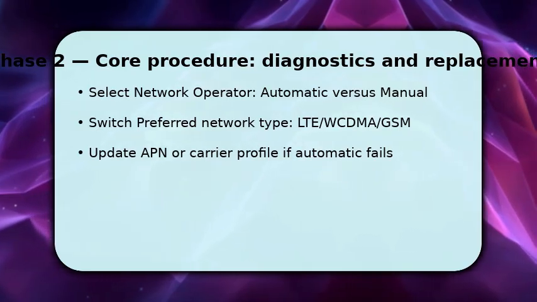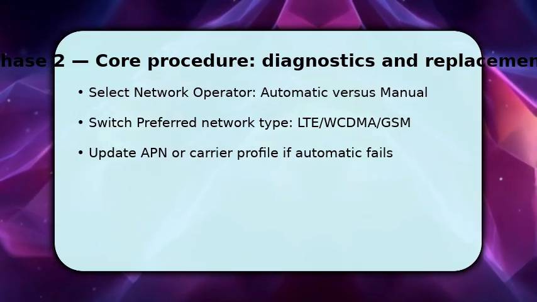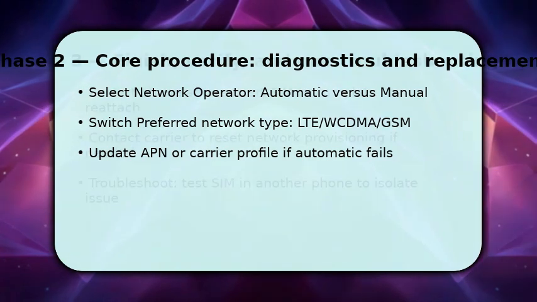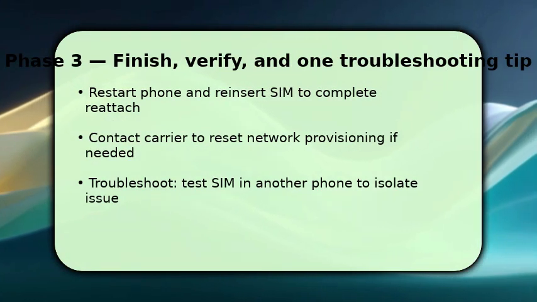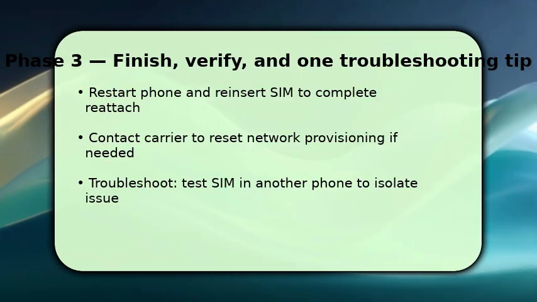If available, refresh carrier settings or download the carrier profile. Since the phone needs correct APN and operator ID, to finish, you restart the phone so changes fully apply. If nothing clears the R, power down and reinsert the SIM to force a fresh registration.